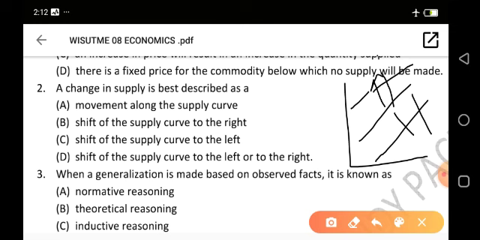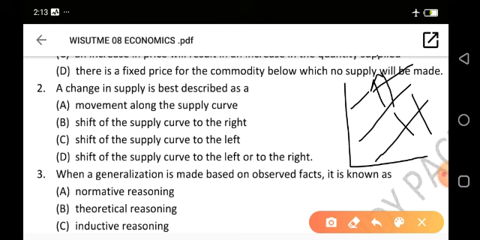So when we say a change in supply, we're talking about a shift in the supply curve either to the right or to the left. So the answer to question 2, if you agree with me with this explanation, is D.